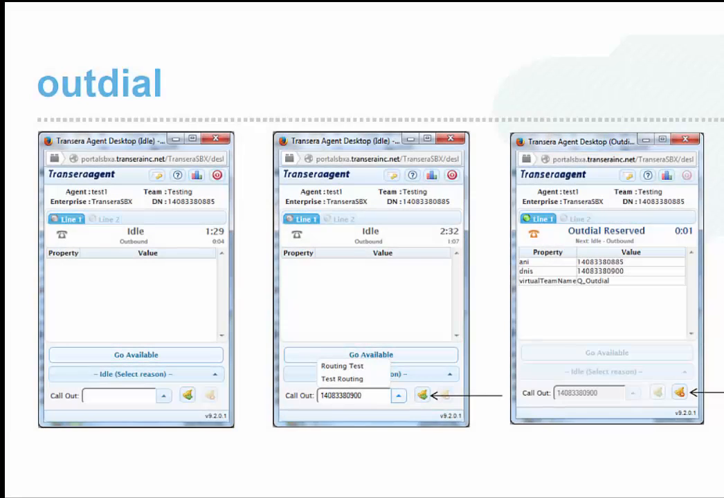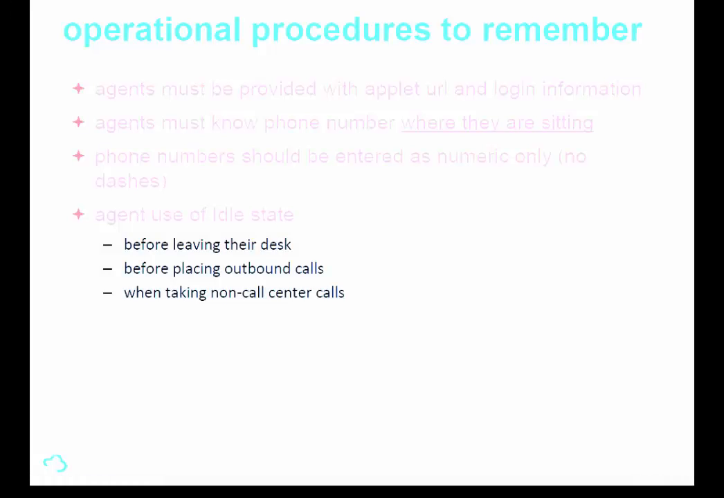There are a few operational procedures to remember. Agents must be provided with the appropriate URL and login information, and know the phone number where they are sitting. The phone numbers should only be entered as numeric and without dashes. If you need additional help or have questions using Transera, click on the blue and white help icon in the upper right-hand corner of the window.